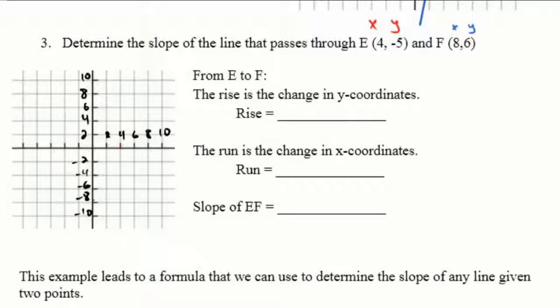Let's try this again. 4, -5 is our first point. Maybe right there. So that's point E. And then F is 8, 6.